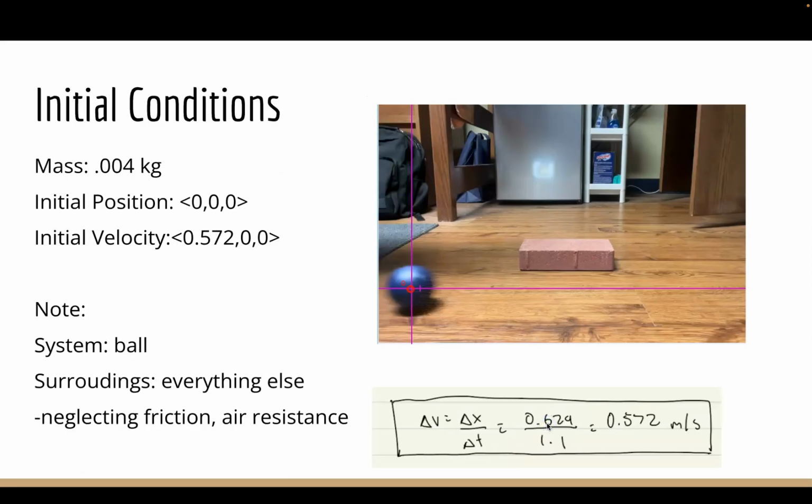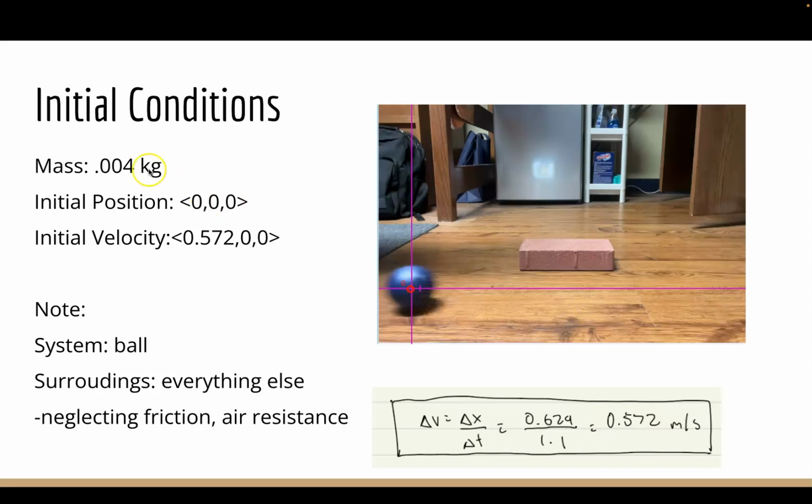So there are obviously some initial conditions for the system, and as you can see here, this is the ball, as well as the system, which is the ball, and the surroundings would be everything else. And in the case of this lab, we will be neglecting outside factors such as friction or air resistance.